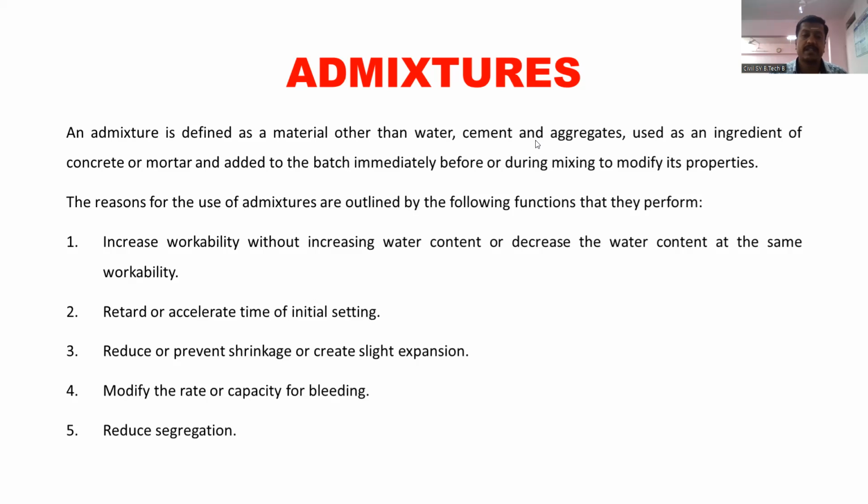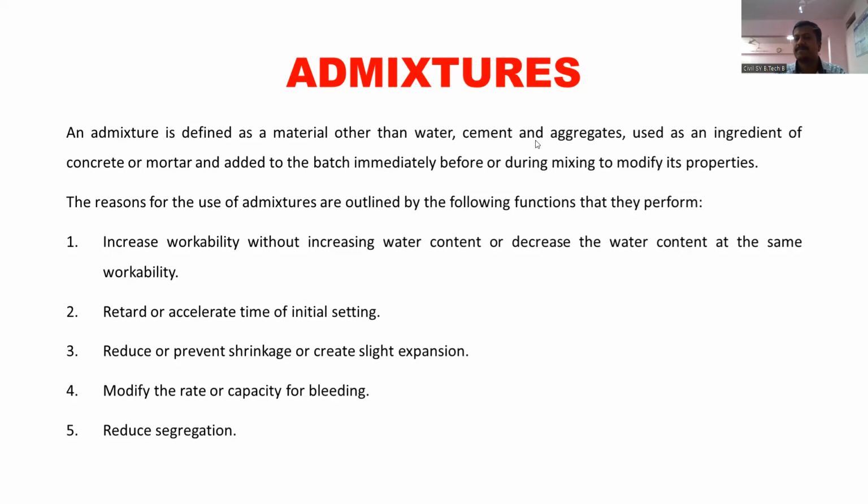Then the next purpose of using an admixture is to reduce segregation. Whatever the segregation, I think we discussed 3 different types yesterday. If you recall those 3 different types of segregation, I'm very happy. Can you recall what types of segregation occur? Anyone from you?